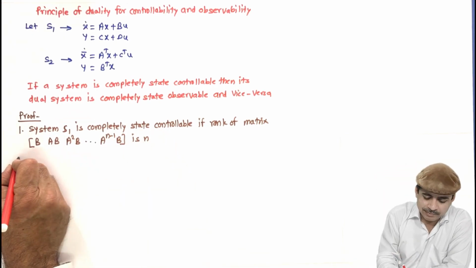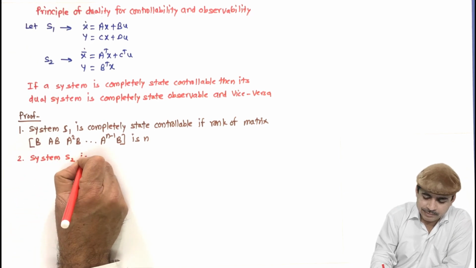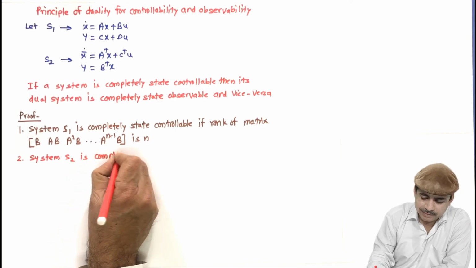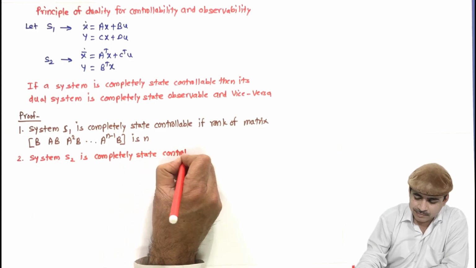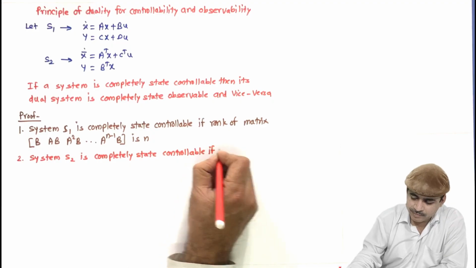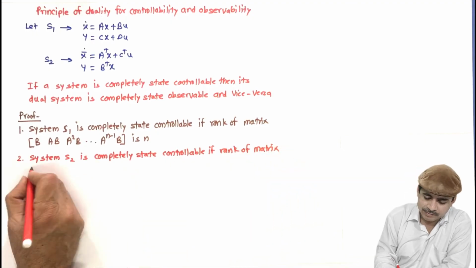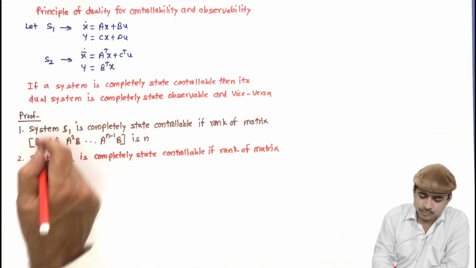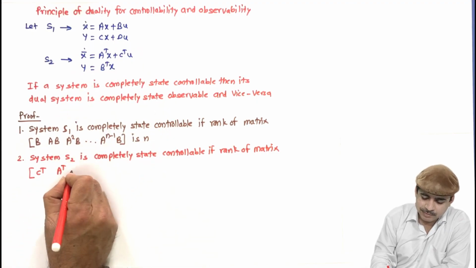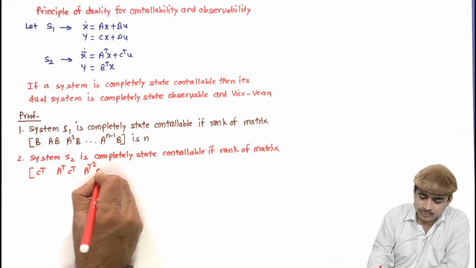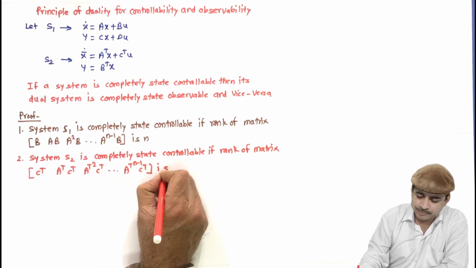Then I will make another statement. System S2 is completely state controllable if rank of matrix, which matrix? This system. So [C transpose, A transpose C transpose, A transpose squared C transpose, and so up to A transpose raised to n minus 1 C transpose] is n.